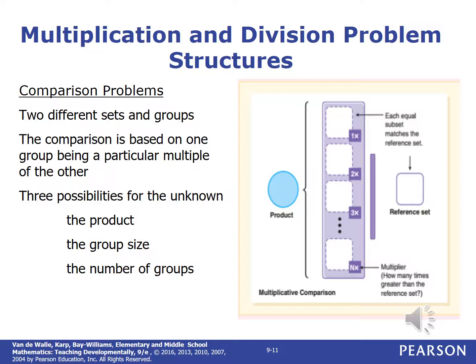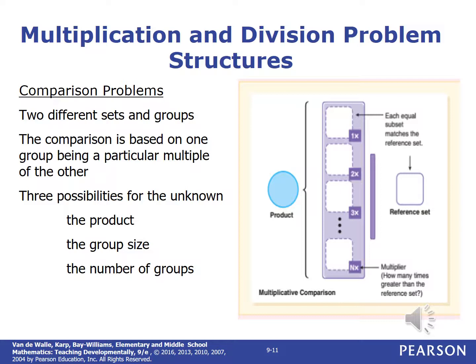It could be the actual group size, and here would be an instance of a problem with an unknown group size. Mark picked 15 apples. He picked 3 times as many as Jill. How many did Jill pick? So we realize that we're using division here, and again, it's a comparison between two quantities. So we'd have 15 divided by 3 is 5.